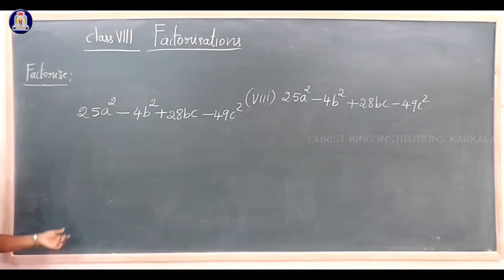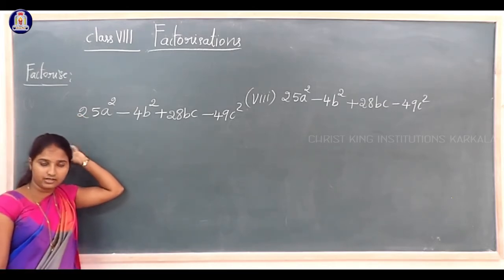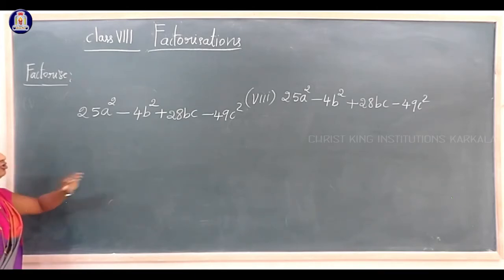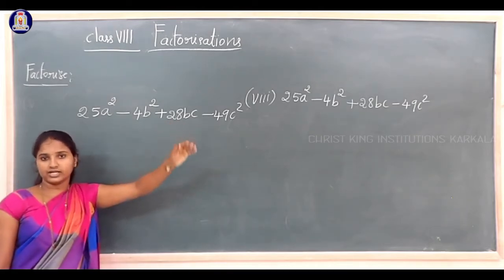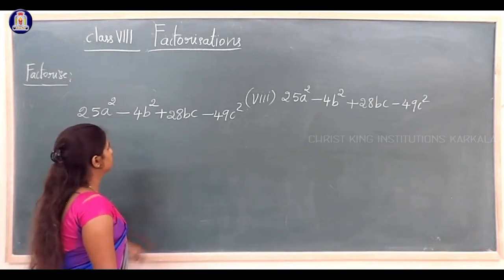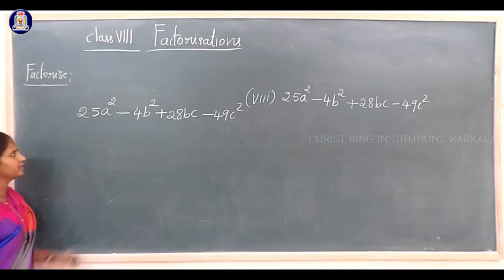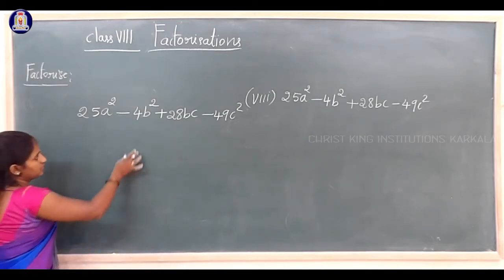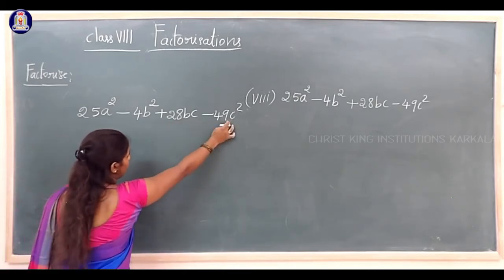So this is not possible because 25 is divisible by the 5 table and not the 25 table. Is it divisible by any other table? No. And the next numbers are 4, 28 and 49. 49 is divisible by the 7 table. So here we cannot make a group and take a common factor outside, isn't it? Yes. So what we can do first, if you observe, see 4b square, 28bc and 49.